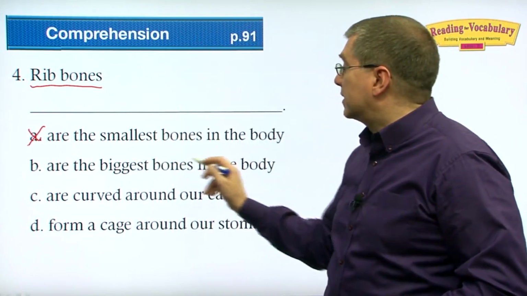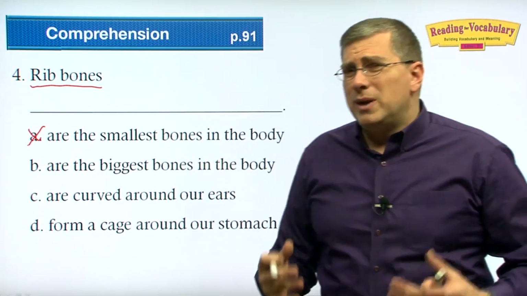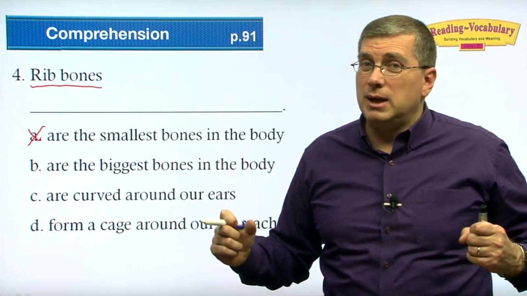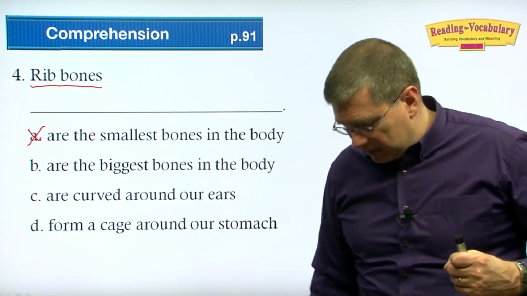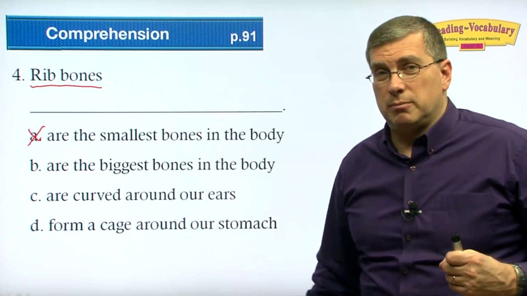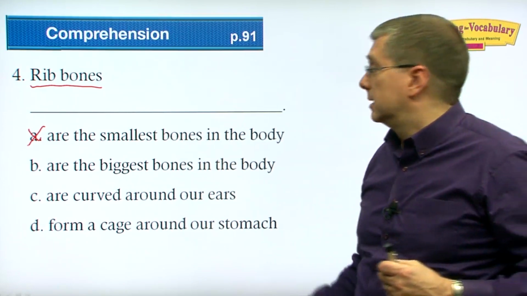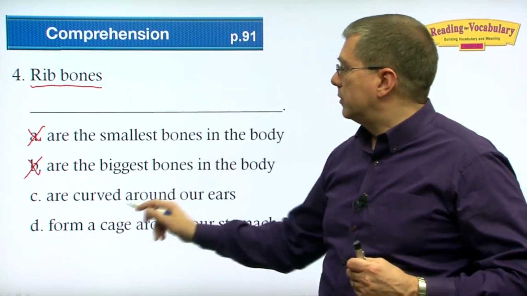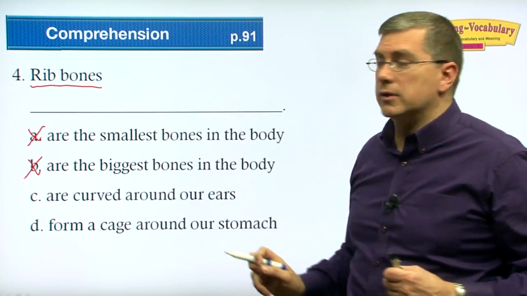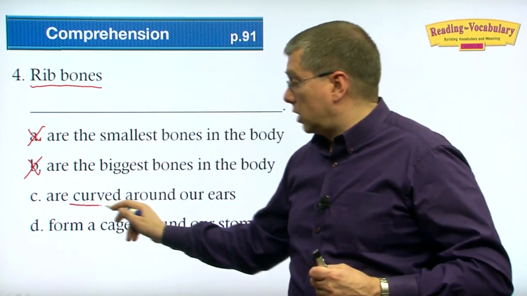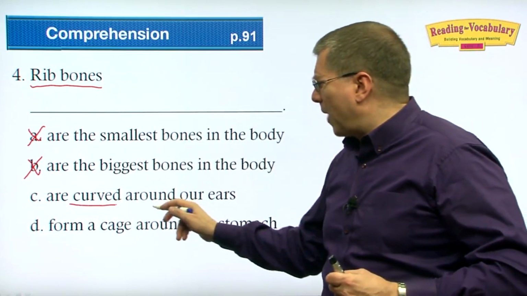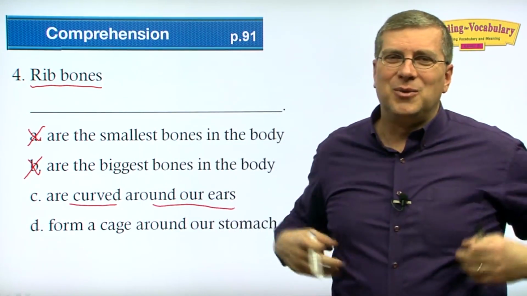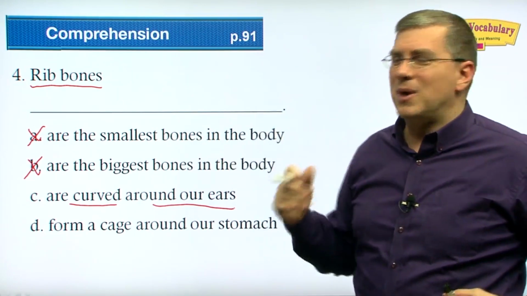B. Rib bones are the biggest bones in the body. Did the reading passage say that rib bones are the biggest bones in the body? No. The passage said the biggest bones in your body are in your legs. Okay, that's not true. C. Rib bones are curved around our ears. Well, rib bones are curved, yes, but around our ears? Our rib bones are around our ears? No, our rib bones are down here, far away from our ears.